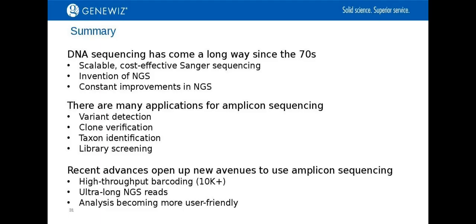Lastly, there have been constant advancements in the field of genomics. Researchers can now barcode over 10,000 samples in one run, reads span over 100 kb, and once thought of as complex NGS data analysis is now commonplace in many labs, and there's many open source software researchers can use to analyze NGS data.